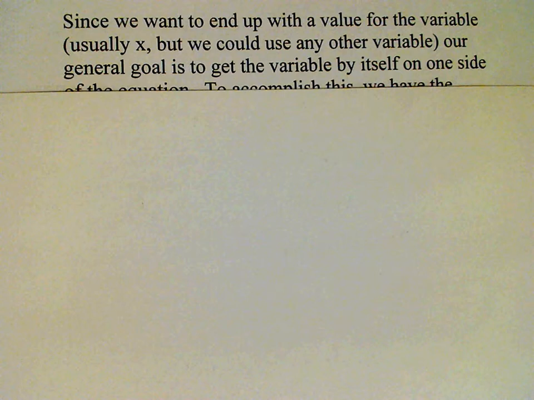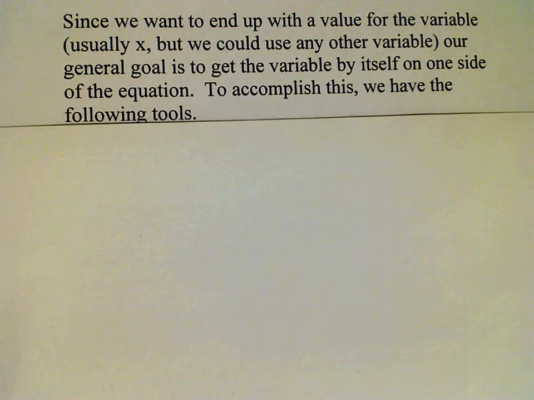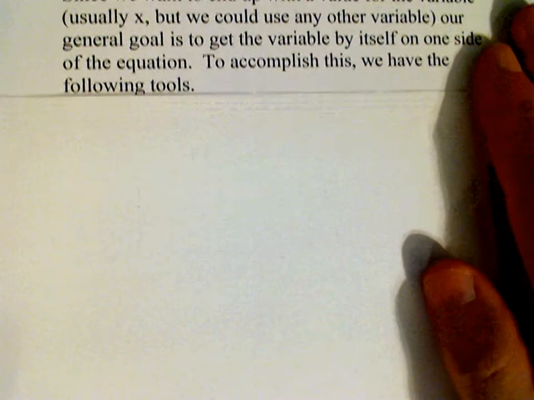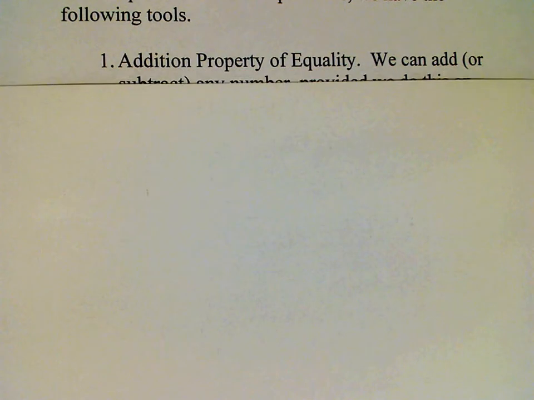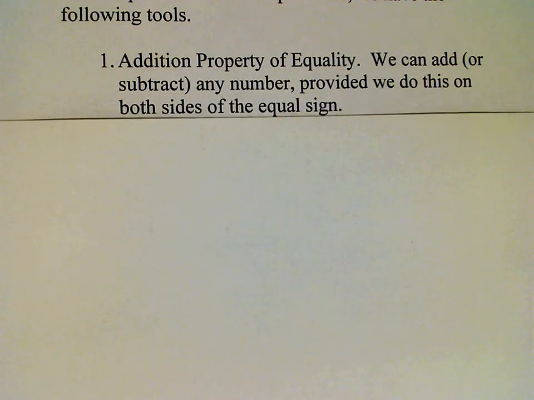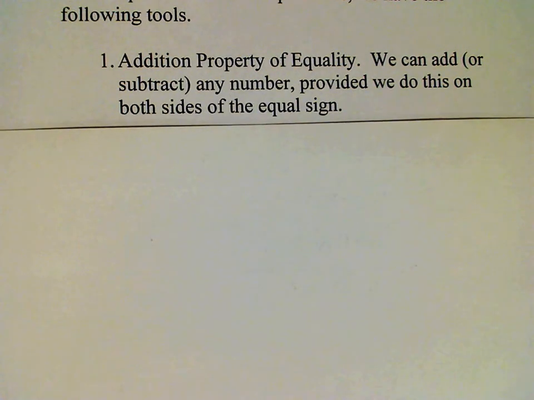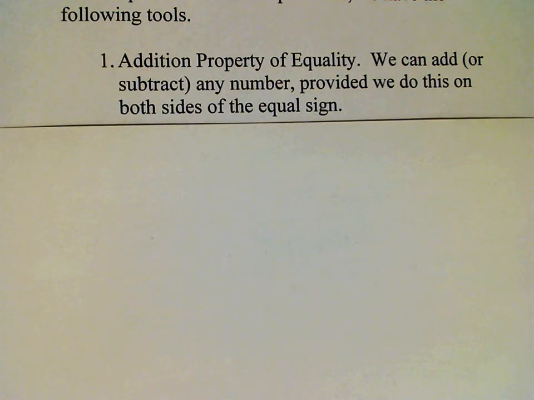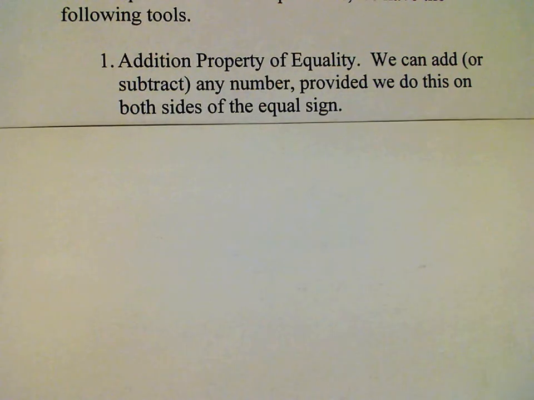Our general goal will be to get the variable by itself on one side of the equation. This will hold true for any equation, not just linear equations. Okay, but for linear equations, we have the following two tools which will enable us to solve a linear equation. And the first tool is the addition property of equality. And the addition property says that we can add any number to an equation provided that we do the same operation on both sides of the equal sign. In other words, we add an equal number on each side of the equation.